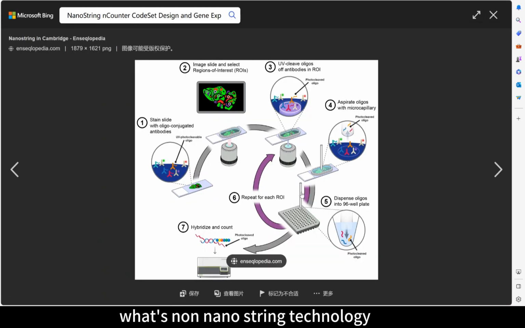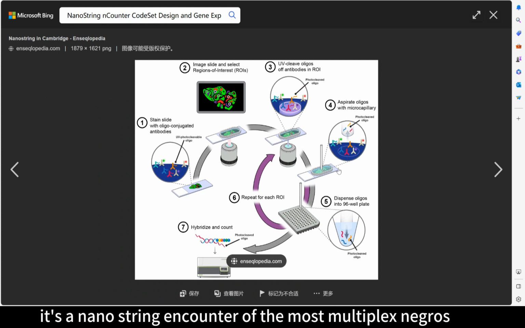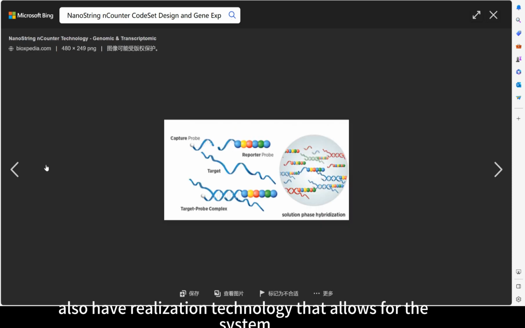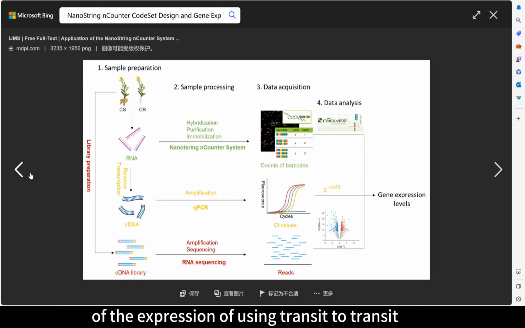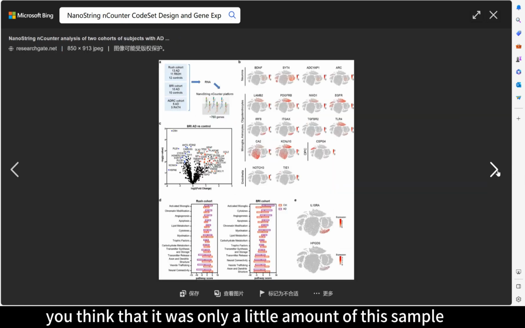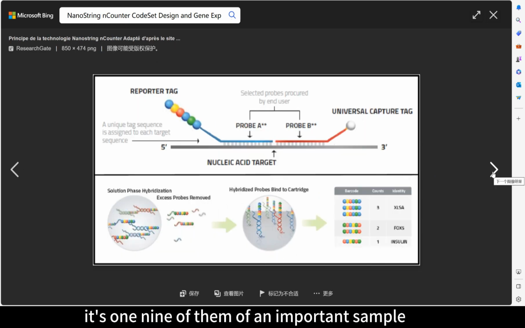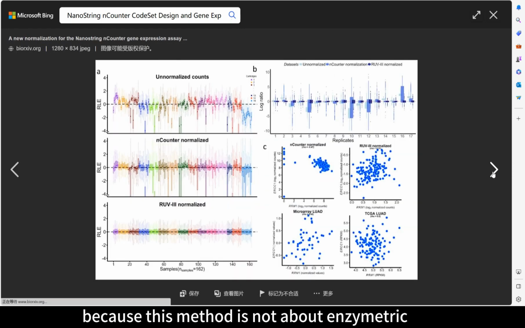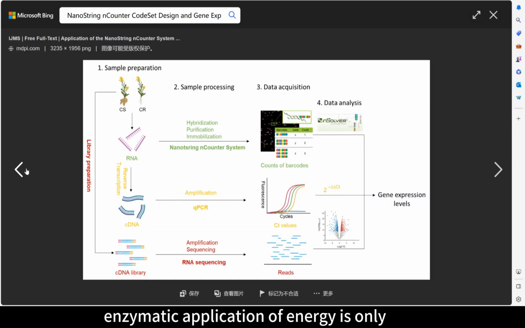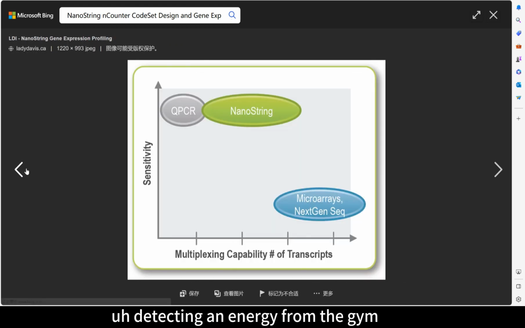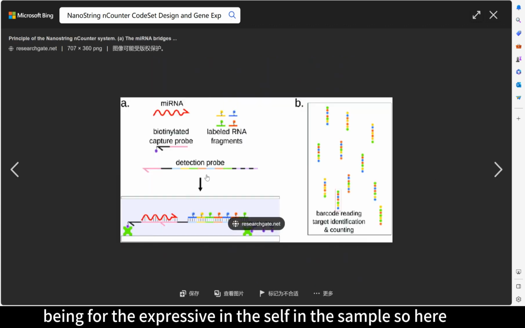What's nanostring technology? Nanostring technology uses a multiplex nucleic acid hybridization technology that allows for the assessment of gene expression or fusion transcripts in a high throughput manner. The technology requires only a little amount of the sample: 1 nanogram of RNA input per sample without any amplification, because this method does not involve enzymatic amplification of any genes, only detecting and identifying the genes being expressed in the cell, in the sample.